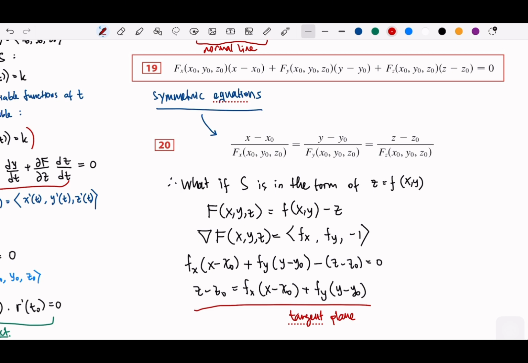When you have a function of two variables, just take the capital F as the difference between f(x, y) and z. From the del F, we get partial x for the x-axis, partial y, and for the last one, it's only z, so it will be negative 1. Put everything into these equations, and we get the same equation that we did in the previous topics. So you don't need to memorize everything. With this, you can get every formula.